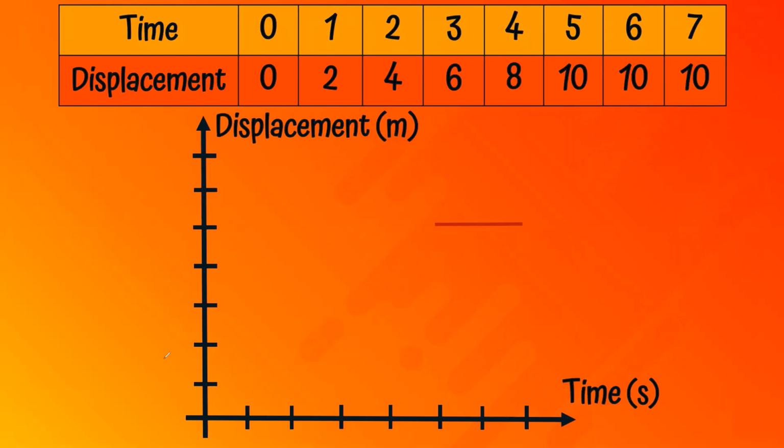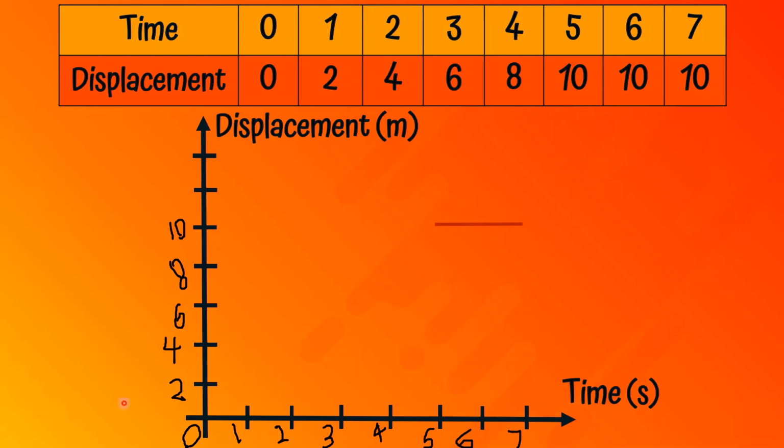So let's write 0 here, 2, 4, 6, 8, and here 10. 10 is the maximum number here. So time 1, 2, 3, 4, 5, 6 and here 7. So now let's see how to plot this graph.